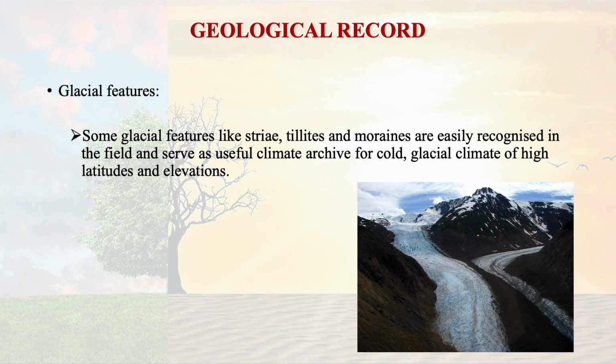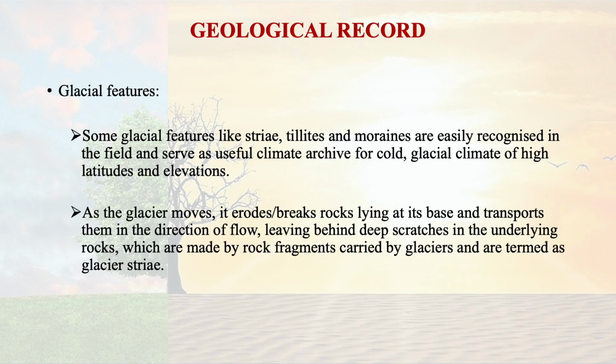So all these features show that glaciers were there, and when glaciers start moving, they create a lot of scratches and erosion underneath. Because of the rock fragments present in the glaciers, these small scratches provide us a lot of information. These are indeed called glacial striae.